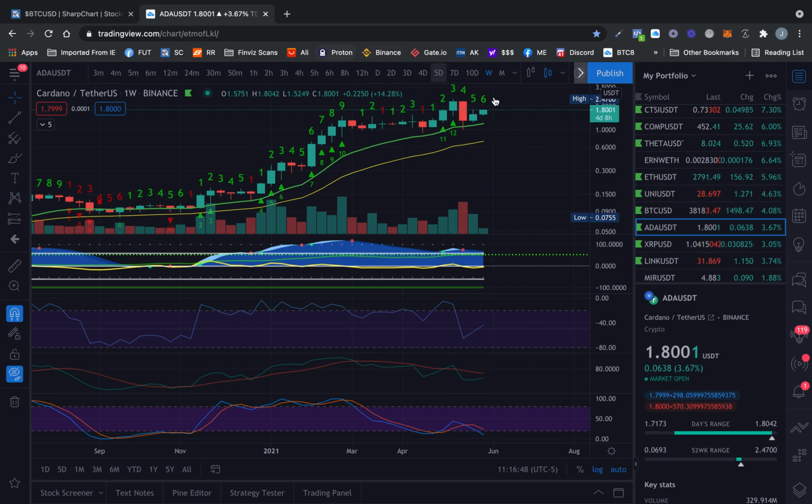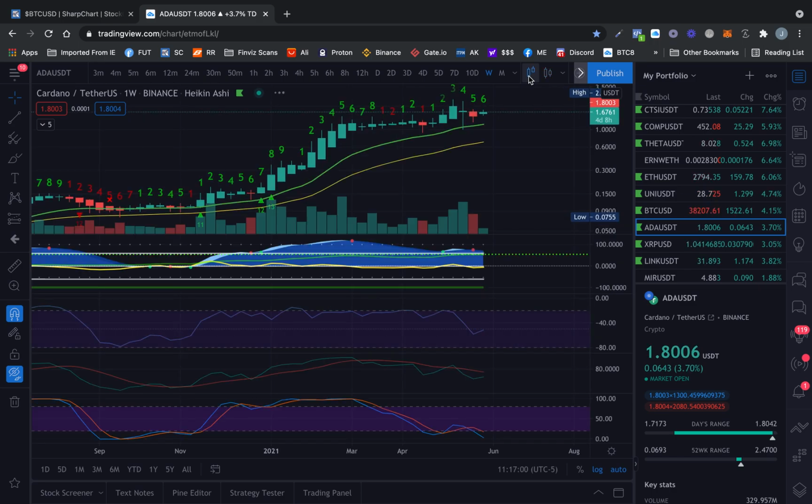Cardano, ADA, it held really strong. It dipped just barely below it, closed above it. You're on your third week now above it, on a 5-6 count. Let's see. What on Heikin-Ashi doesn't change nothing.